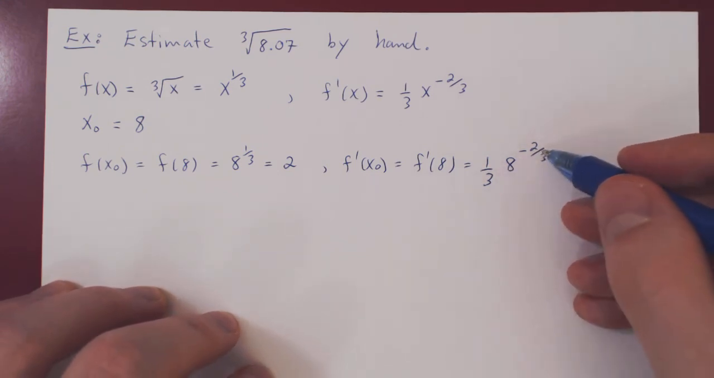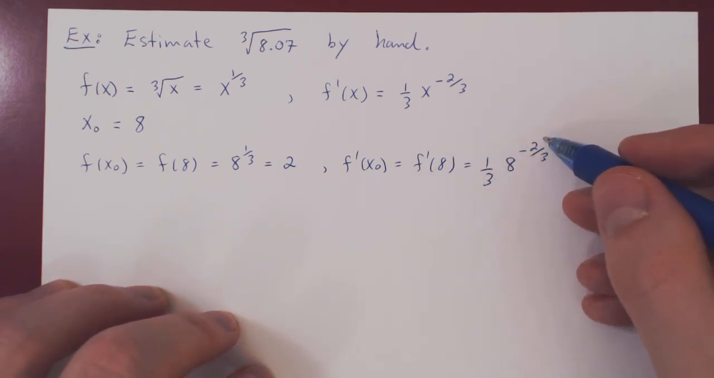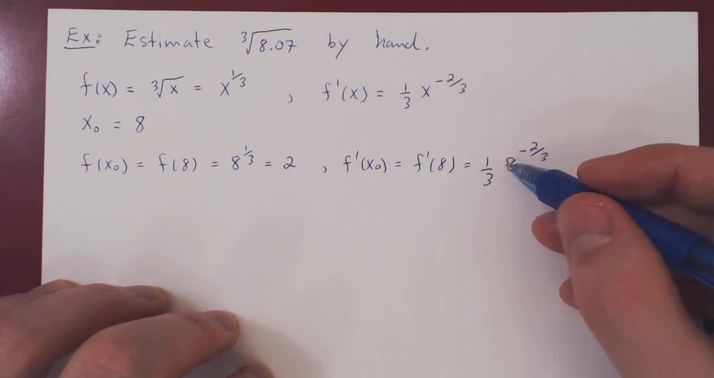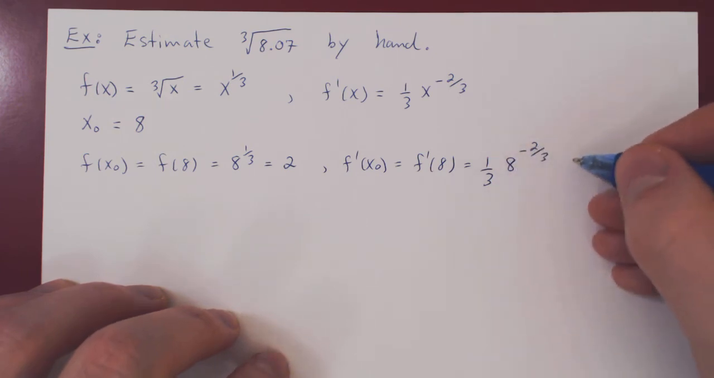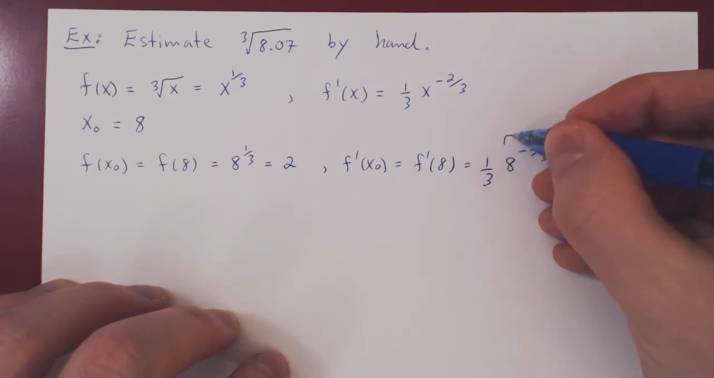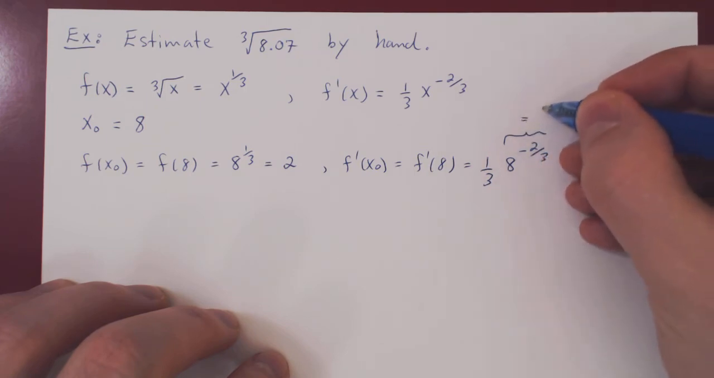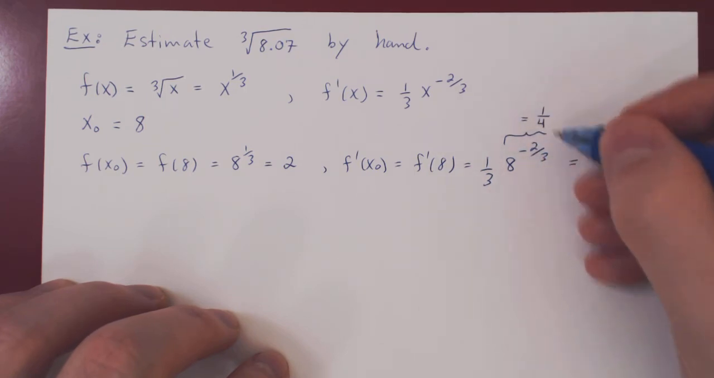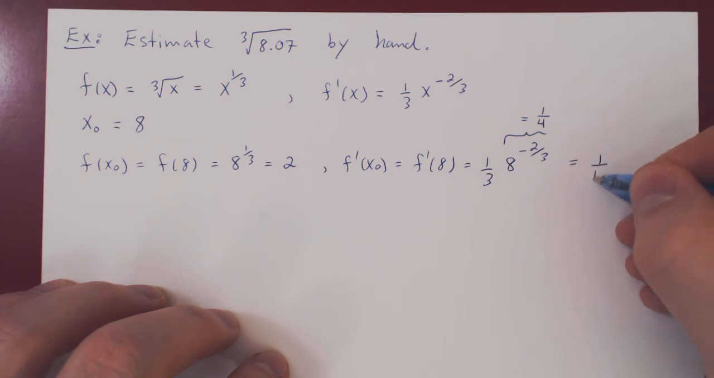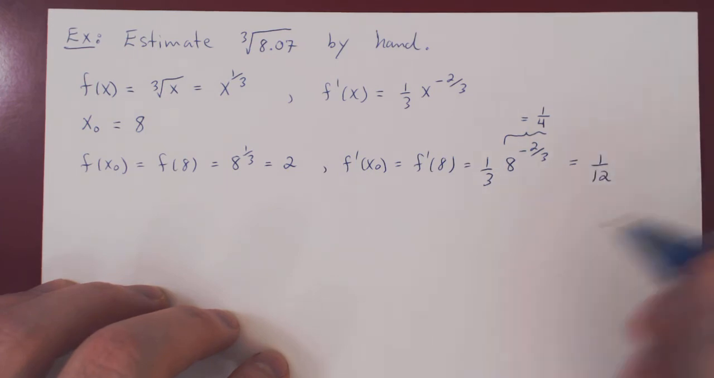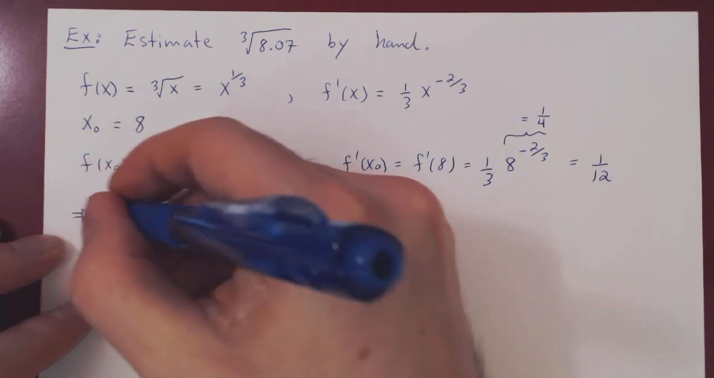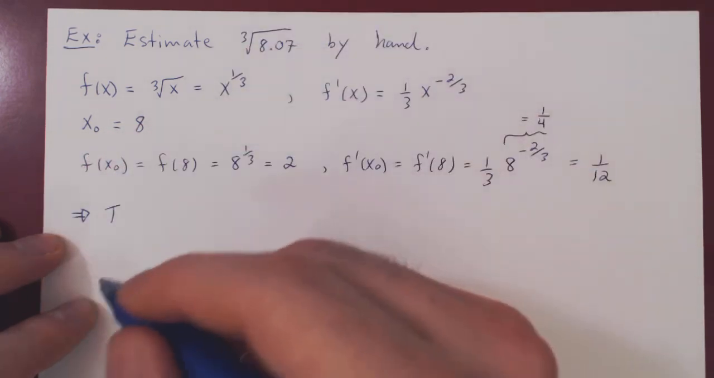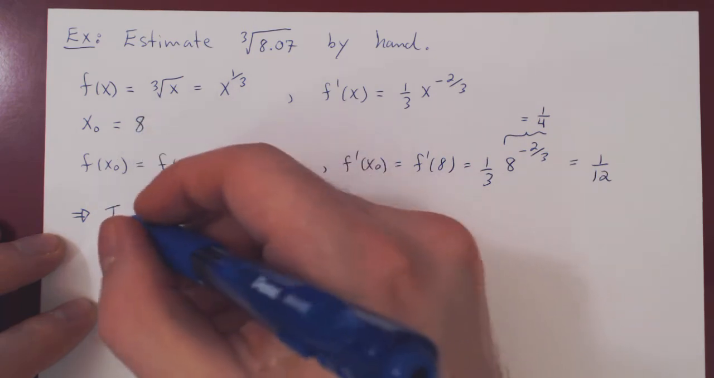Well, here, break this up into two steps. Take the 1/3 power of 8, which is 2, and then 2 to the negative 2 is 1 over 2 squared, which is 4, and so you get that 8 to the negative 2/3 is simply 1/4, times 1/3 gives you 1 over 12, and that's it. So now we can write the equation of our tangent line to the cube root function around the point x0.